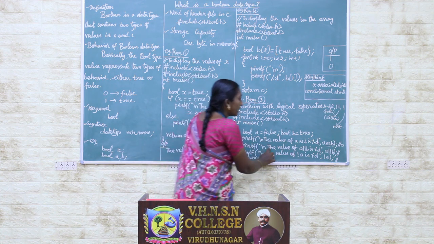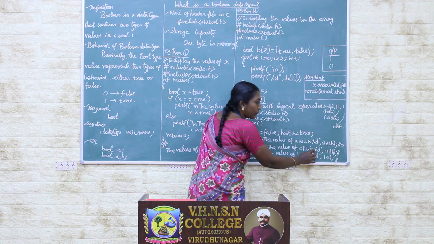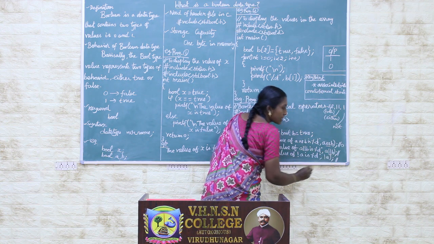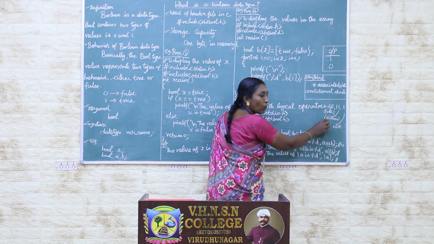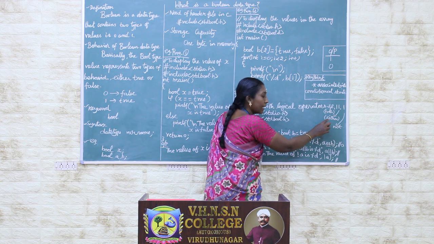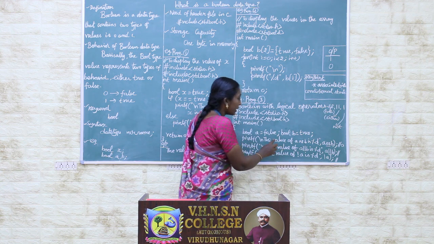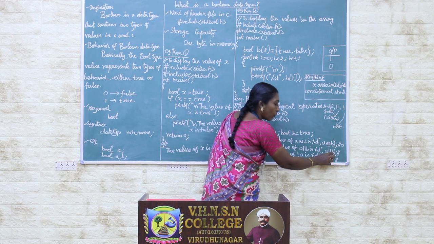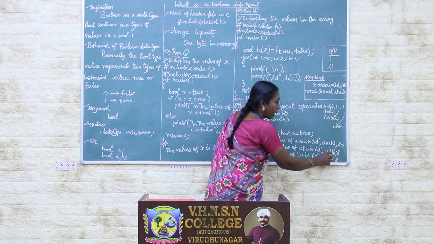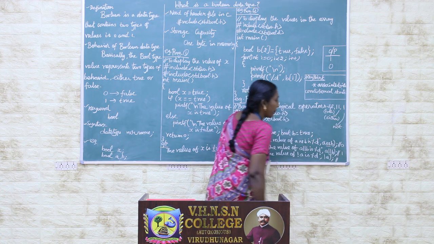Then the next statement, the value of a or b. This is the OR logical operator. We have studied, if either one of the inputs is 1, then the output will be 1. Here a is 0, then b will be 1. So either one is 1, so the output will be 1.